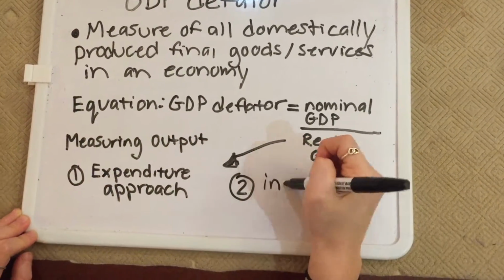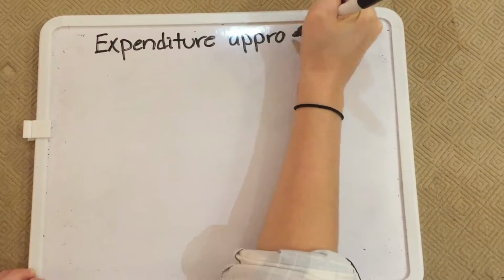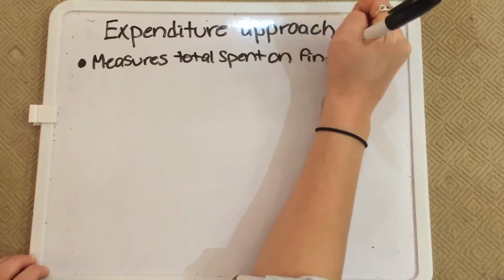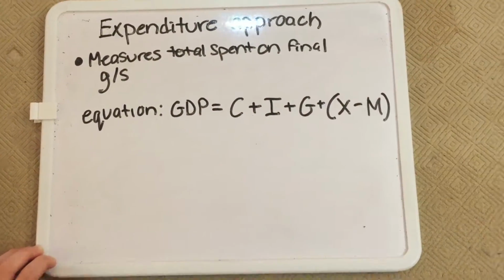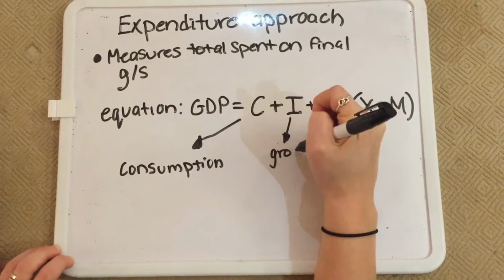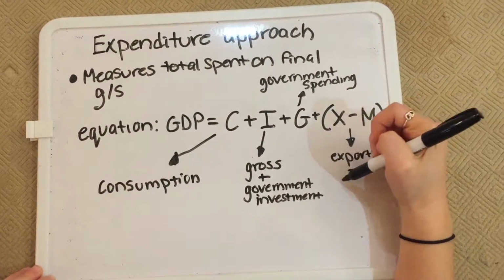There are 2 measuring outputs, the expenditure approach and the income approach. Expenditure approach is total spent on final goods. The equation is GDP equals C plus I plus G plus X minus M. C stands for consumption, I is investments, G is government purchases, and X minus M is exports minus imports.